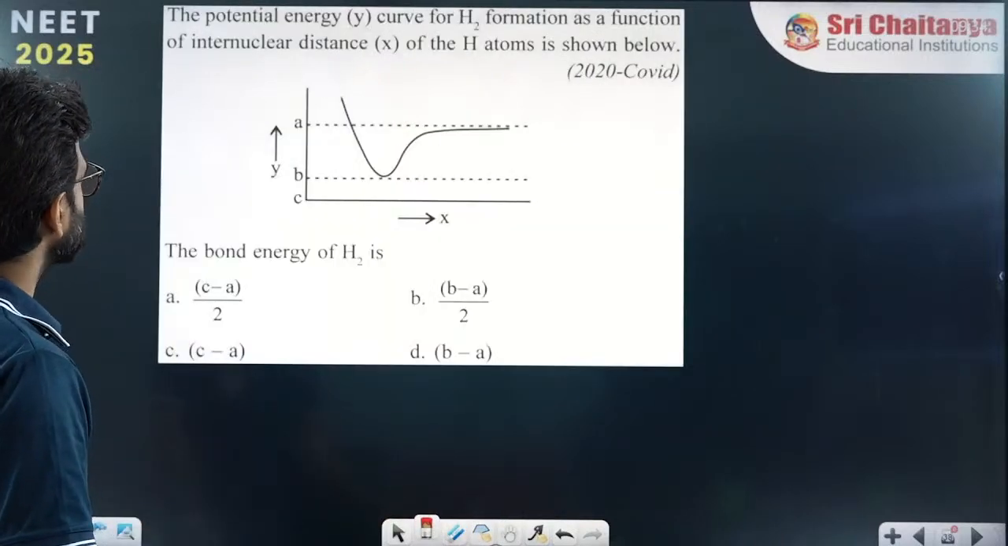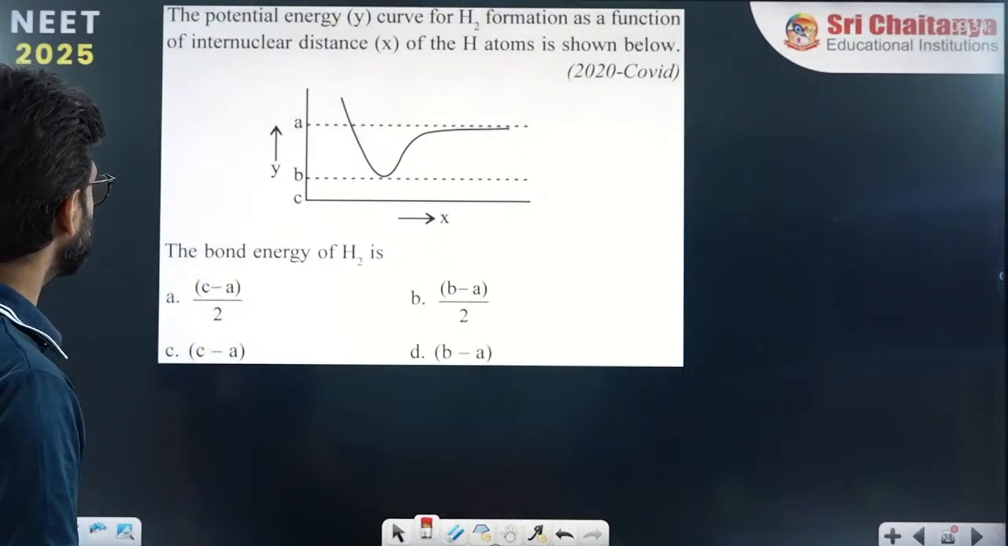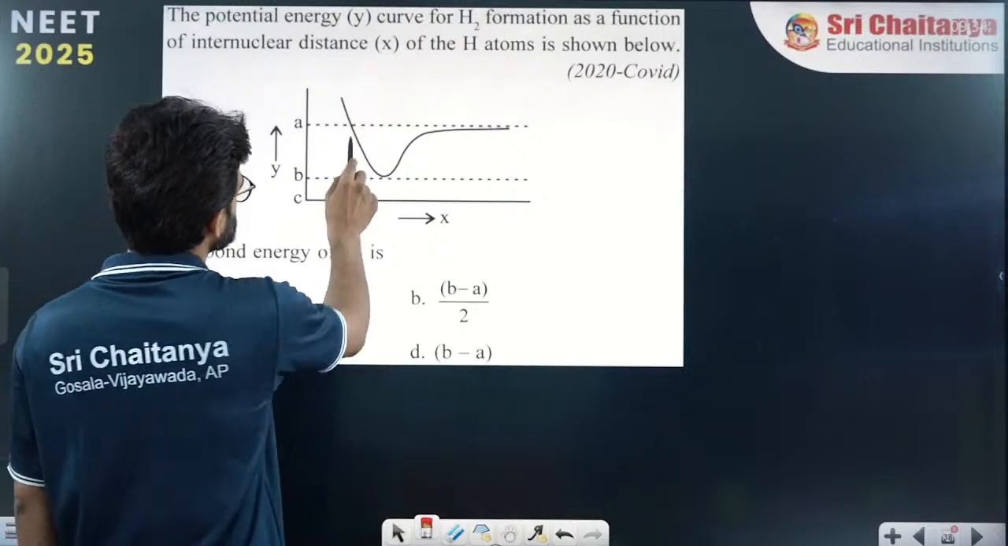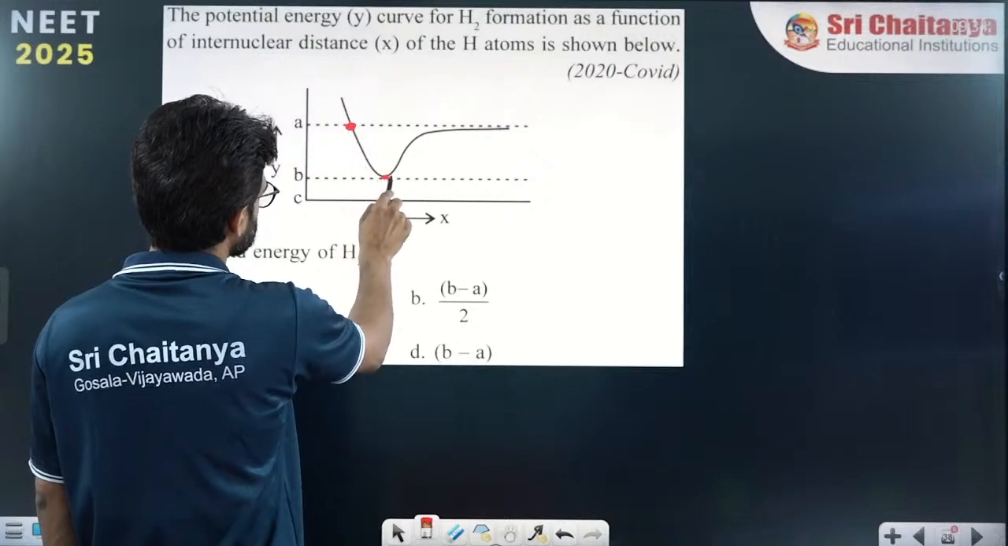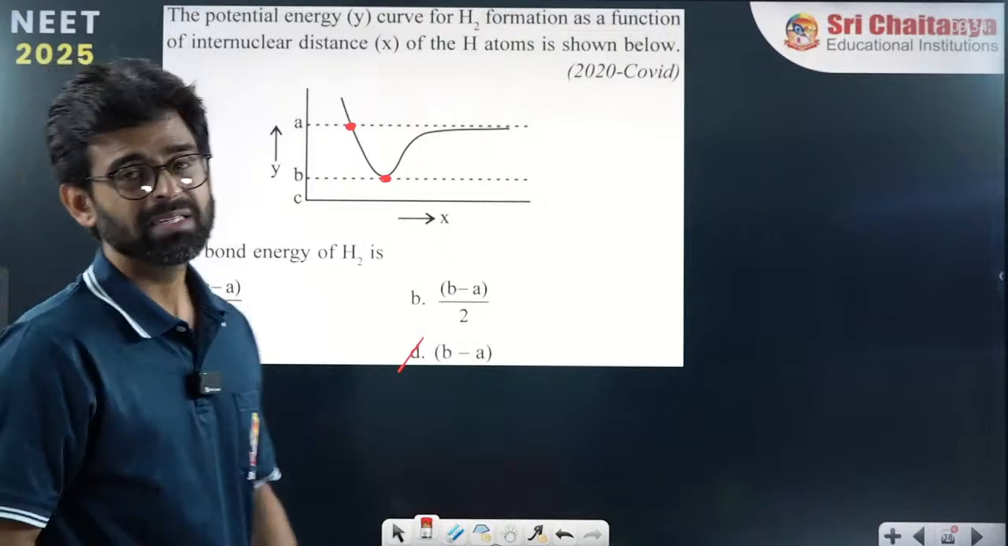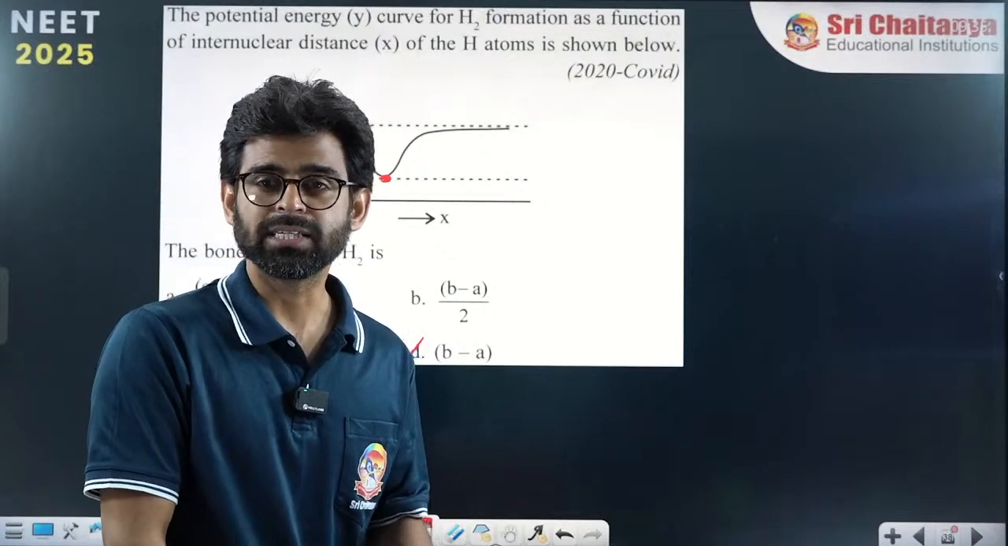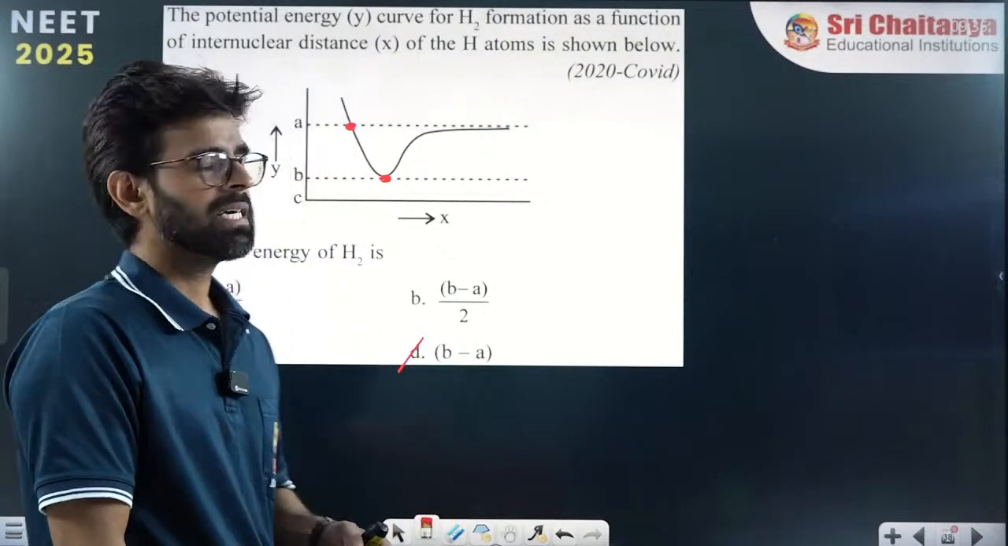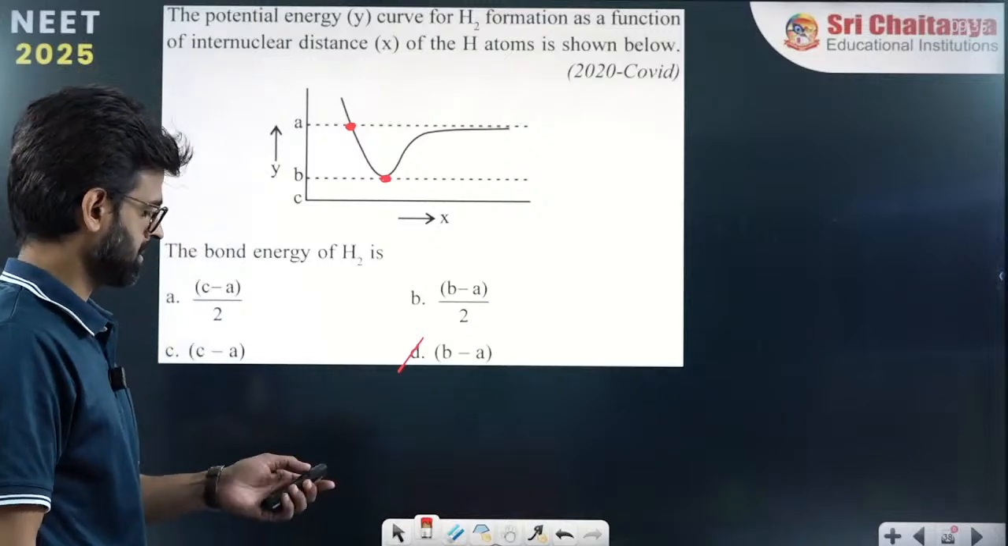The next thing is the potential energy curve is given. They are asking bond energy. So energy will be released. Here the energy gap between A and B will be released in the form of bond energy when you make a bond between the two hydrogen atoms, right?